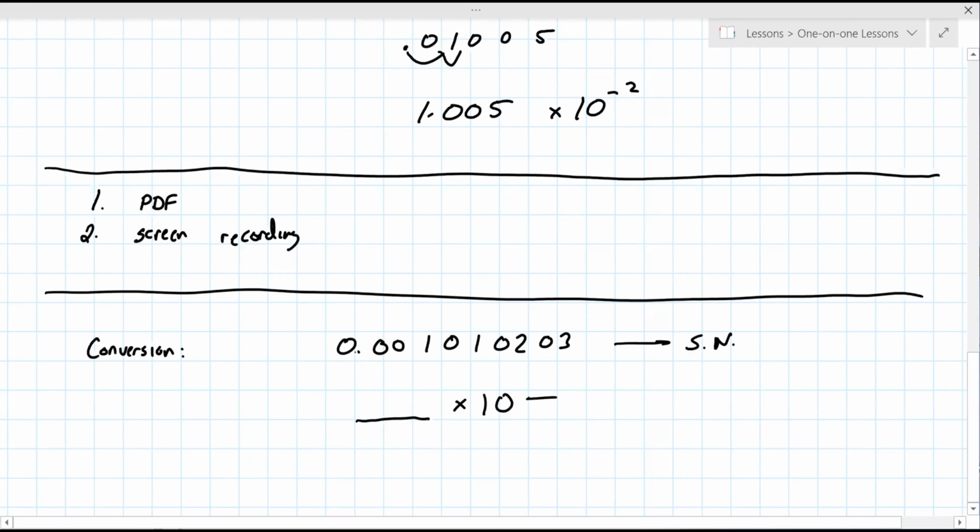So 2 only gets you to 1, 2 right there. Oh yeah. So it goes negative 3. So it's 1.010203 times 10 to the negative 3.